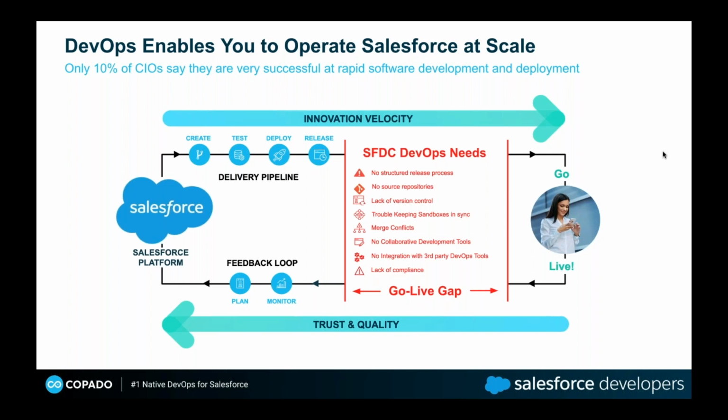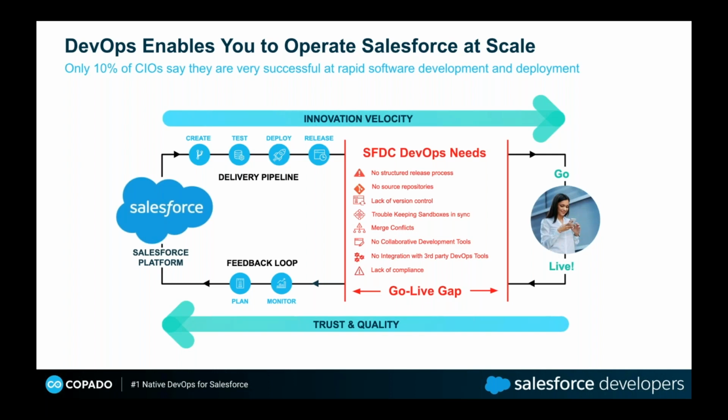And as most people on the call today know, the Salesforce platform is unique. It's unlike any other platform. When we originally built the platform, we didn't really build a structured release process into it. We really didn't think about source-based development because things like Git really weren't around. So there's really a struggle and a challenge around doing things like version control, keeping your sandboxes in sync, really being able to manage and merge and identify the conflicts.